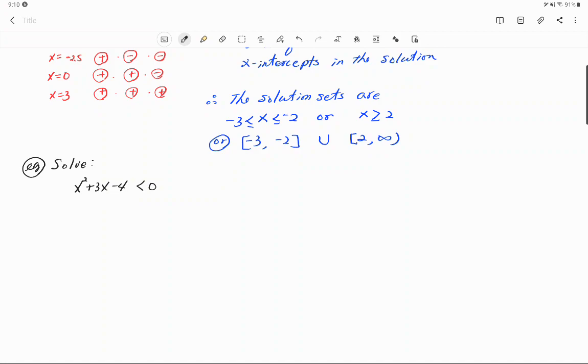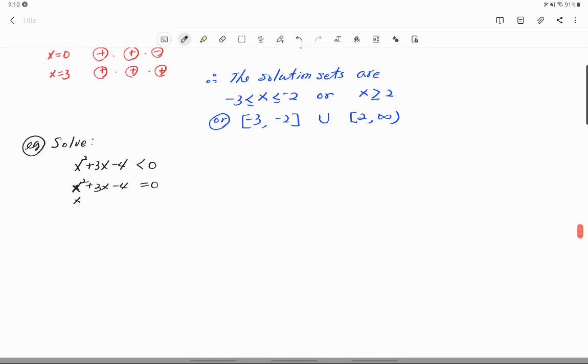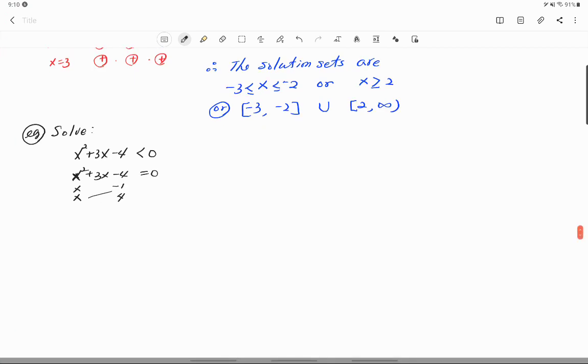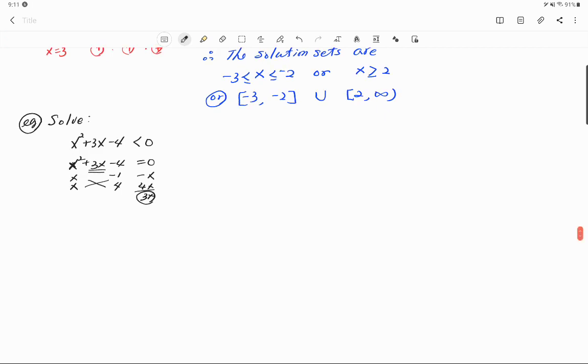So the first step is what? Set the inequality equal to what? 0. So we want to find the x-intercepts. We can factor this one. So x times x, and 4 is 1 times 4, and the negative sign goes here. So this product is negative x, this product is 4x, and the sum is 3x. So we can factor this trinomial.